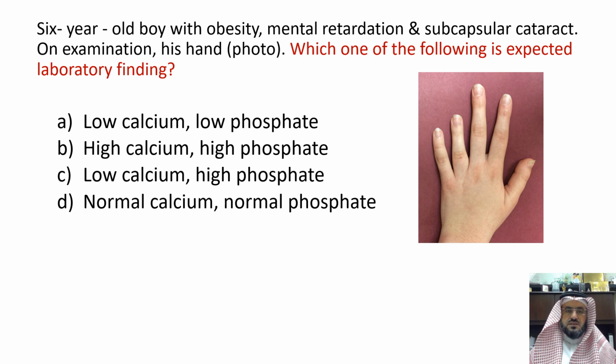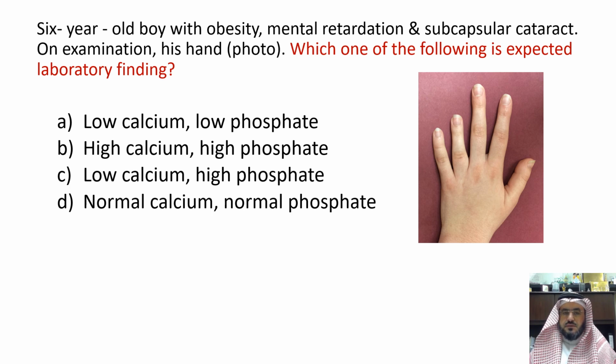First MCQ: a 6-year-old boy presented with obesity, mental retardation, and subcapsular cataract. On examination, his hand photo. Question number one: what abnormalities do you think are available in the photo? What do you think? Yes, short fourth metacarpal. Correct answer.